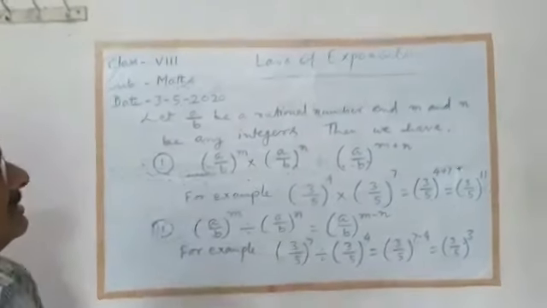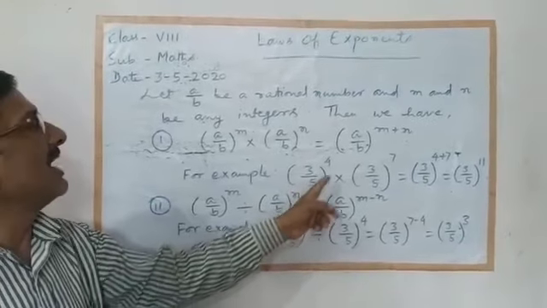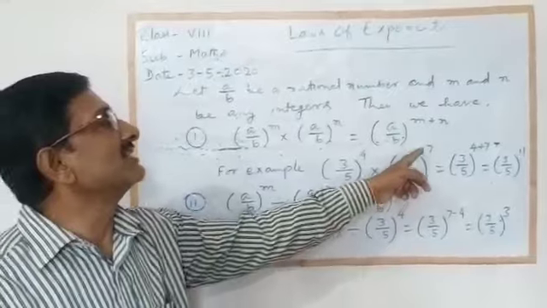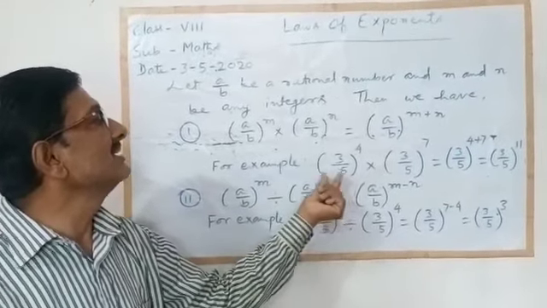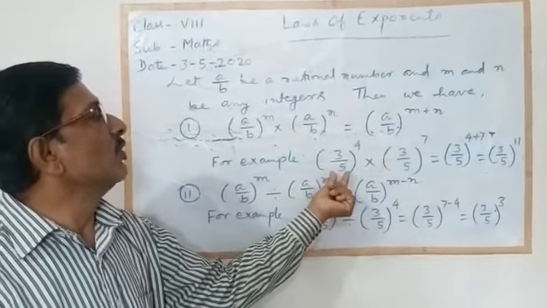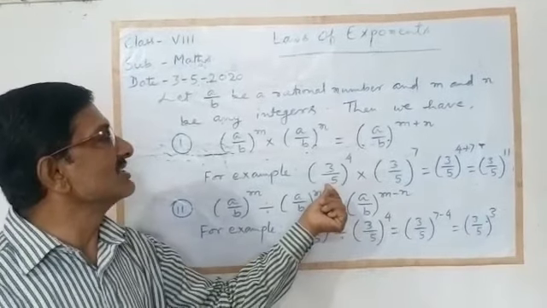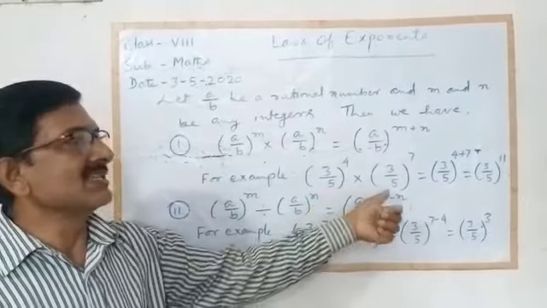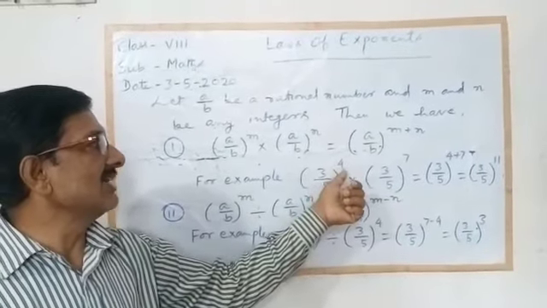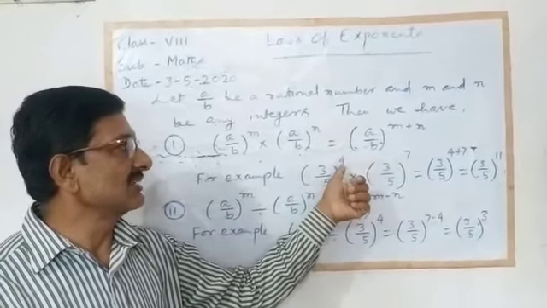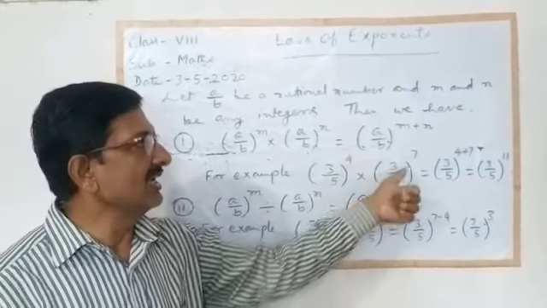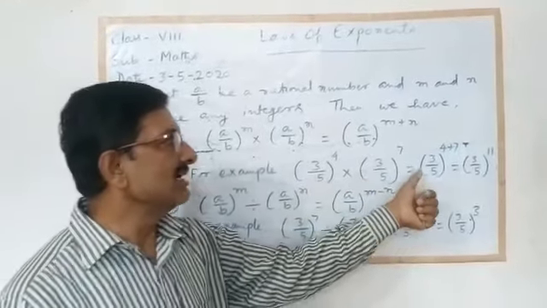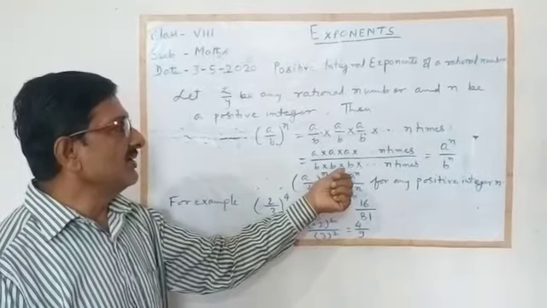For example, (3/5)^4 multiplied by (3/5)^7. Here we are observing that both the bases are the same, 3/5 and 3/5. Both the bases are equal and their exponents are different. Here the exponent is 4 and here the exponent is 7. So it will give you the result (3/5) to the power 4 plus 7.